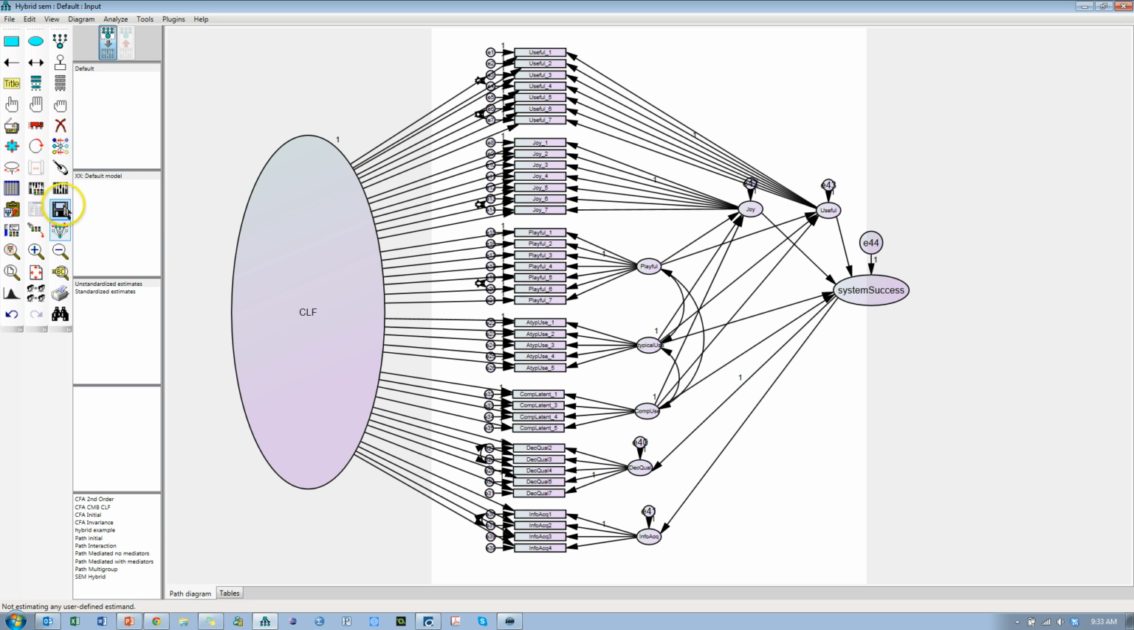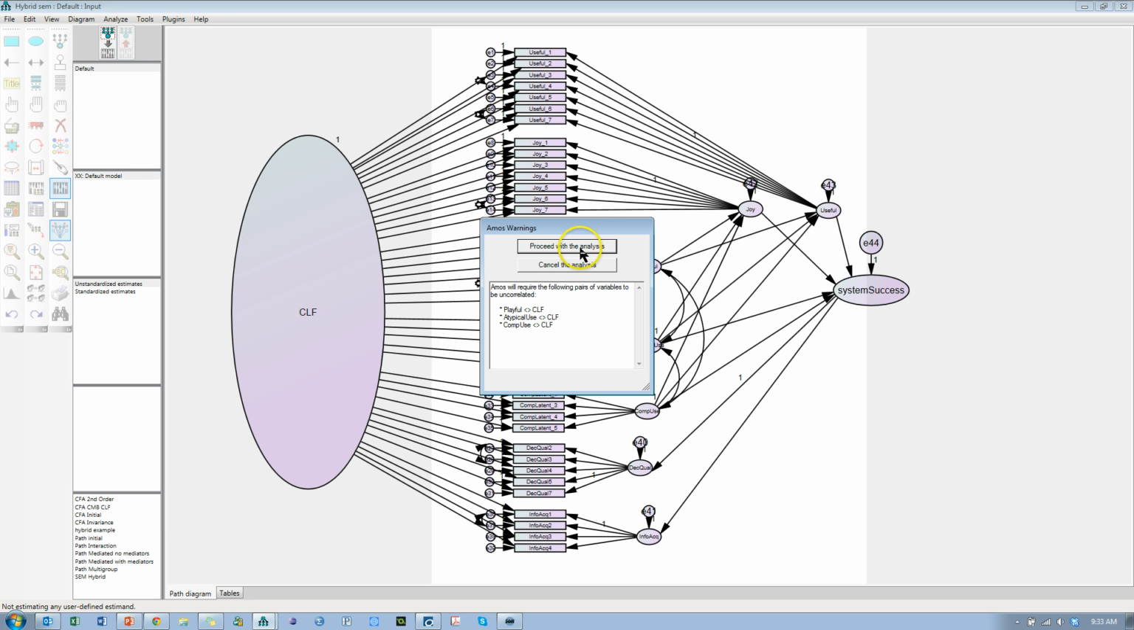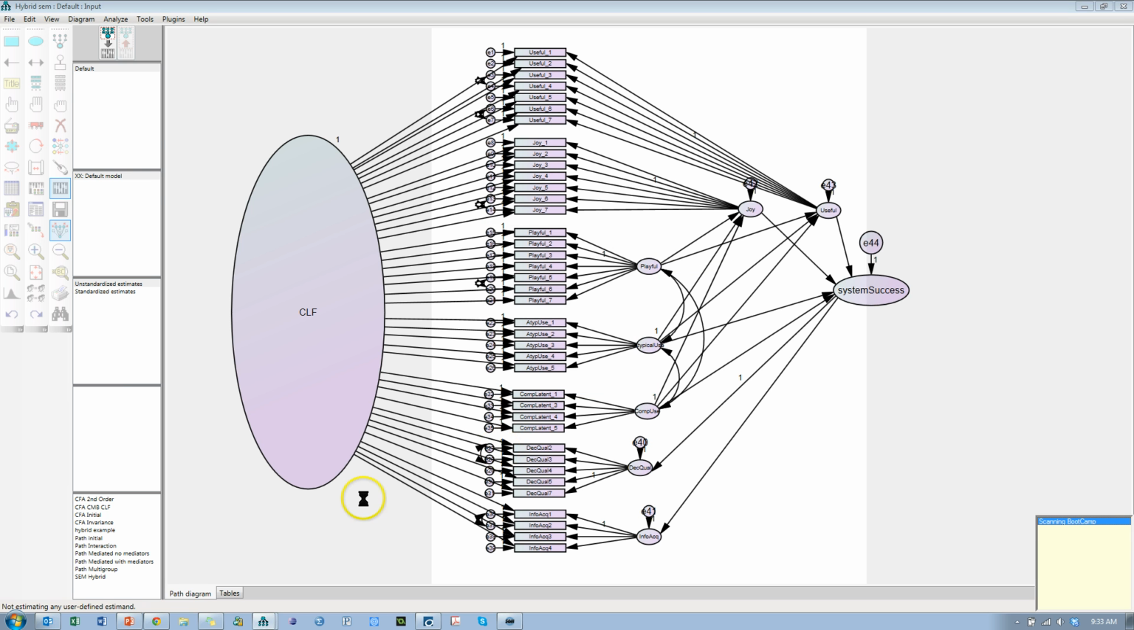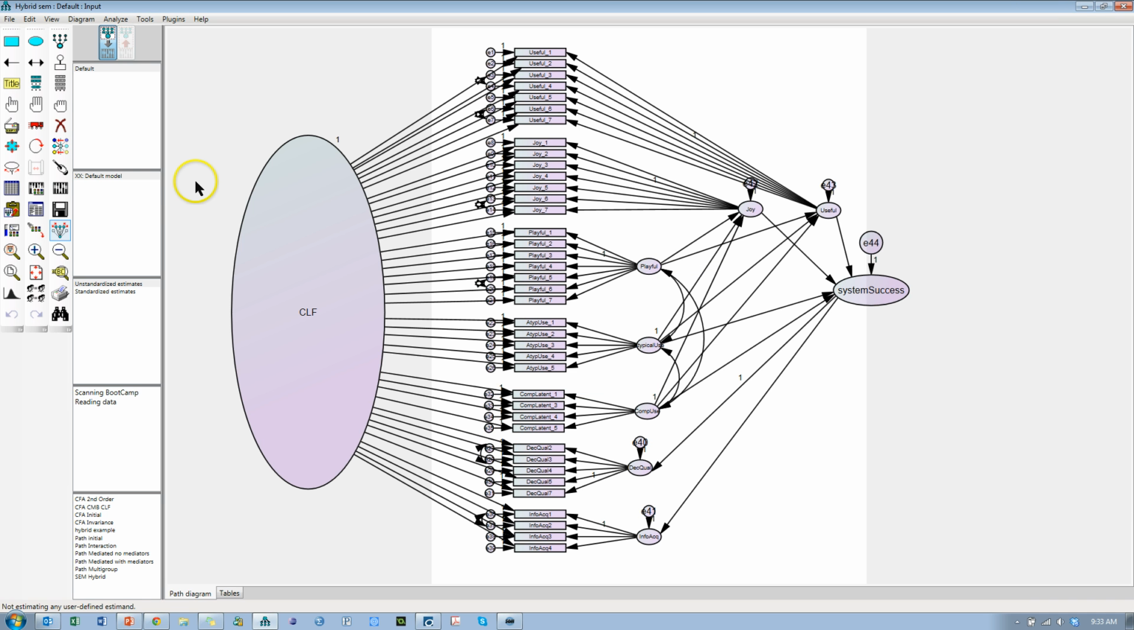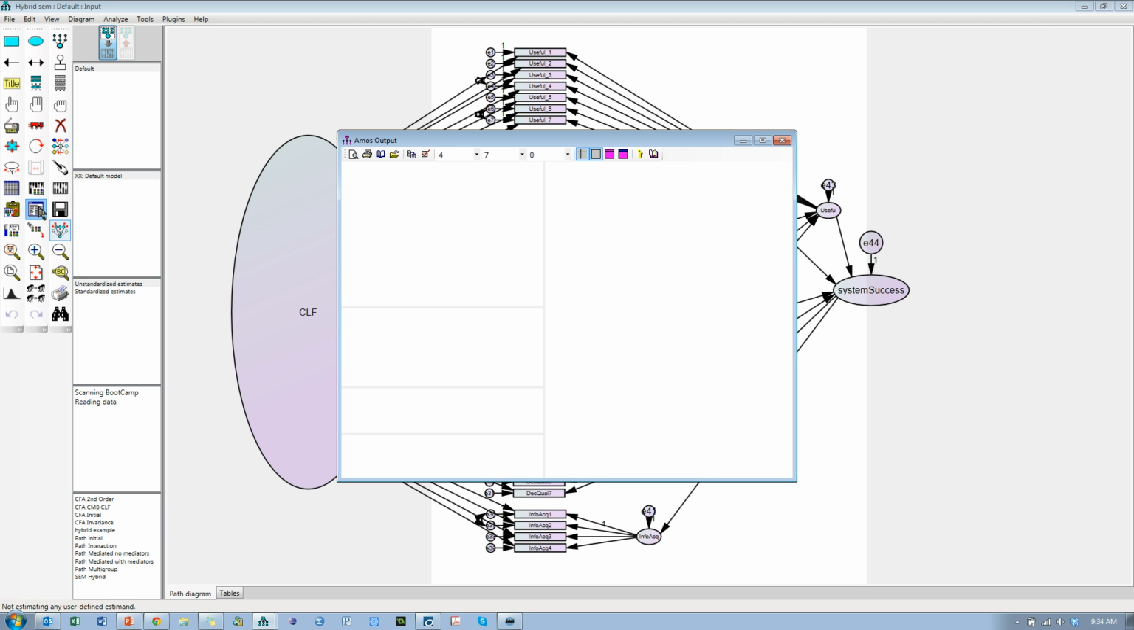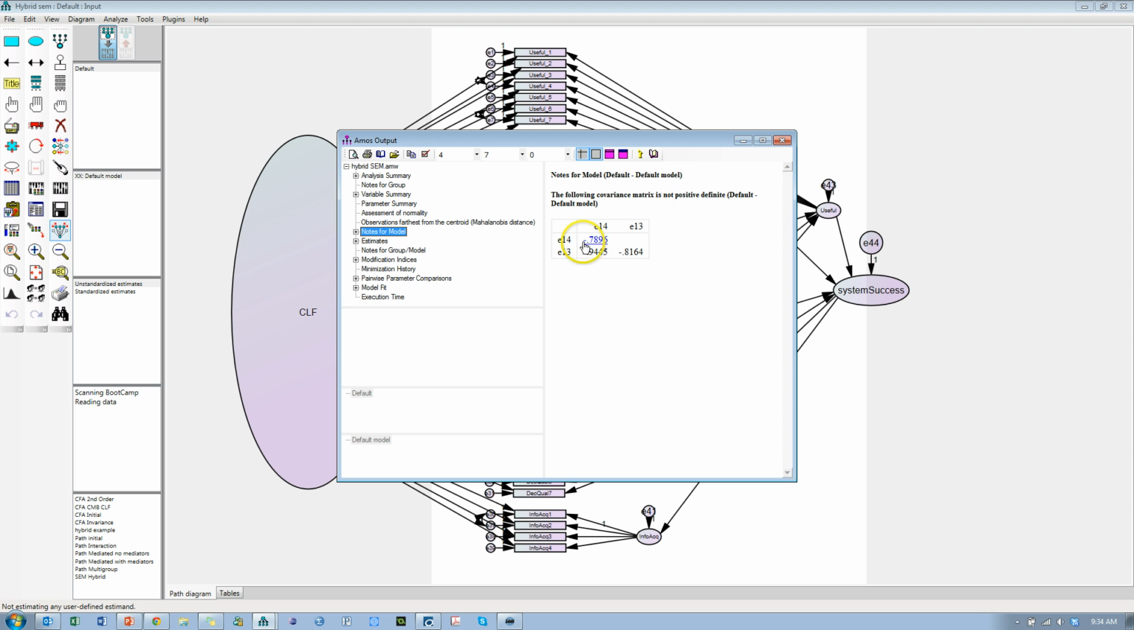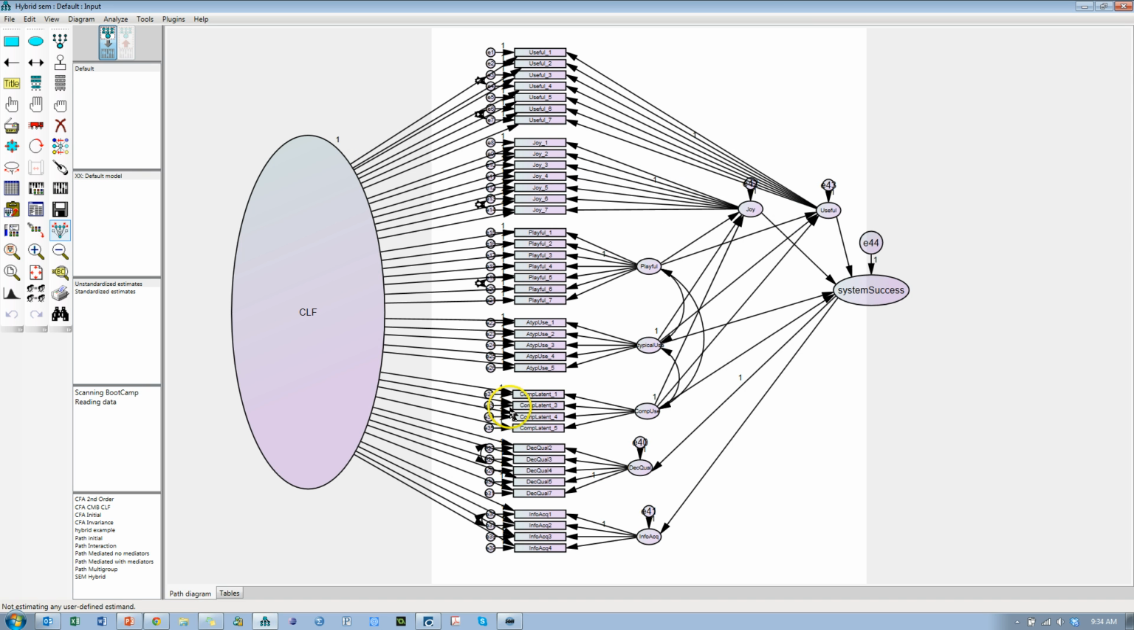This should run. We'll see. Please run. Please run. Please run. It didn't run. Of course it didn't run. Probably due to the common method bias, the CLF. Yeah, it's due to the CLF. So, another reason I hate using the CLF.